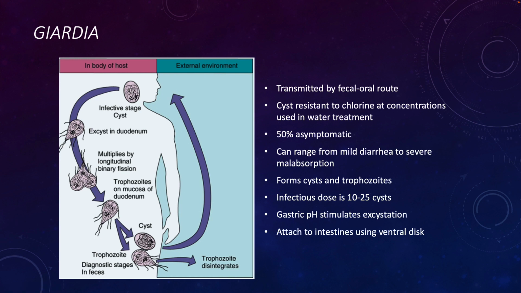The cysts are resistant to chlorine at the concentrations that are typically used in water treatment. We can't use very high concentrations of chlorine in water treatment because it affects the taste and it can cause issues in the people who are consuming the water. It's estimated that approximately 50% of infected individuals are asymptomatic, but in those patients who do develop symptoms, it can be anywhere from a mild diarrhea to severe malabsorption. And I'll show you on the next slide malabsorption of what.